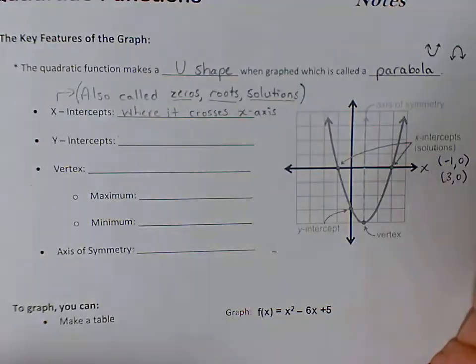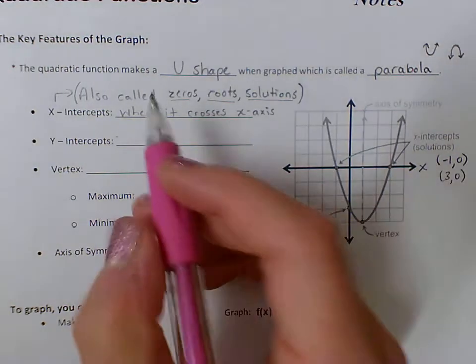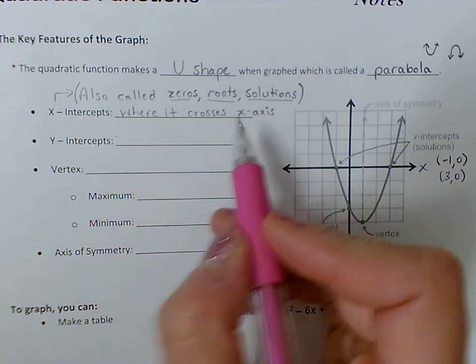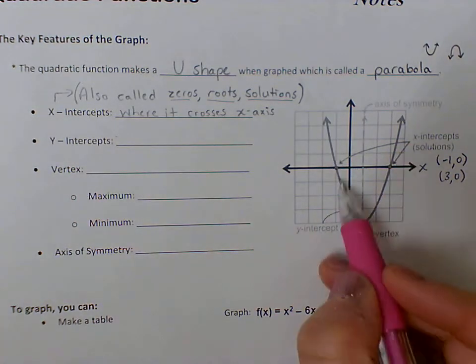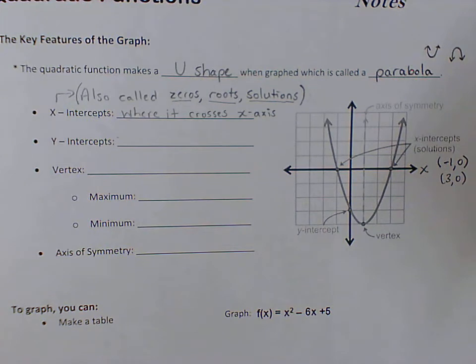So if you see a problem and they're asking you what are the zeros of that function, you're looking for the x-intercepts. You're looking at where that crosses the x-axis, okay?